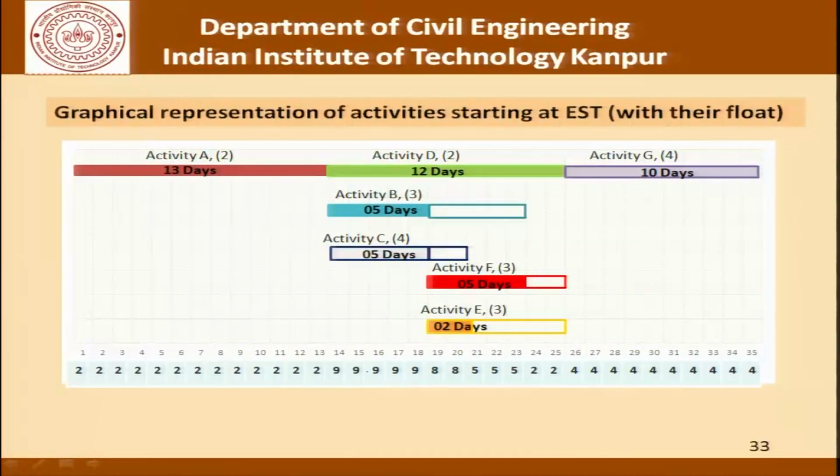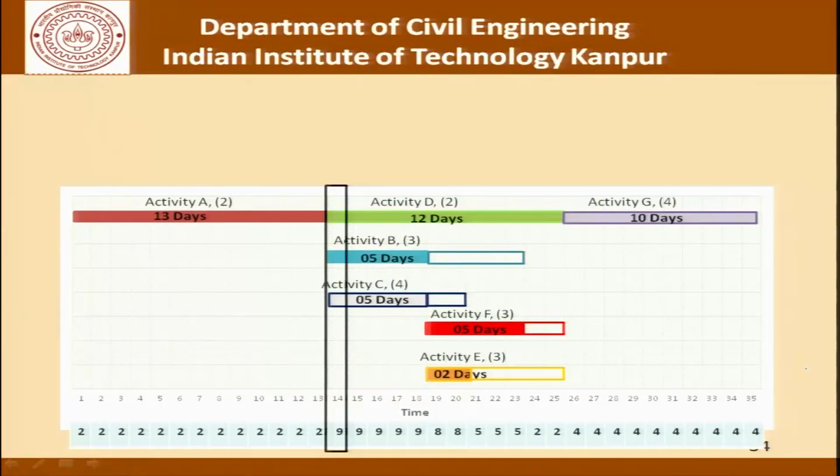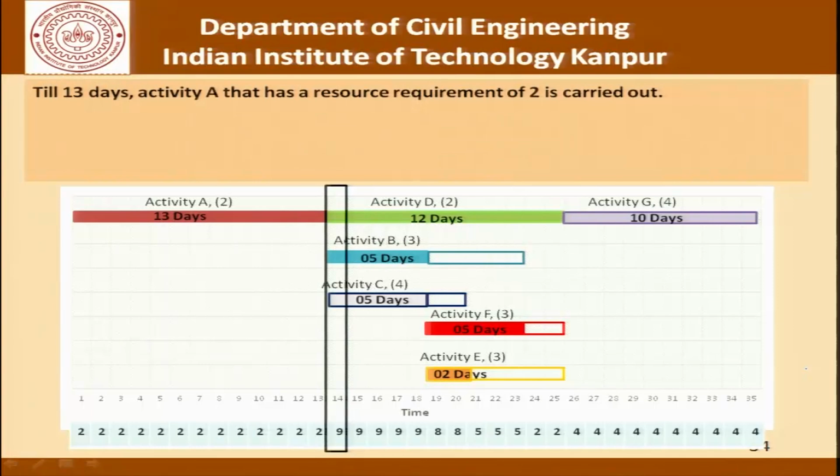Now this here shows a graphical representation of activities starting at EST with their float. The float is what we have added to the previous diagram, and this is our resource aggregation diagram, and we note that till day 13 activity A that has a resource requirement of only 2 is carried out, and that is not a problem because the maximum available resources is 8.